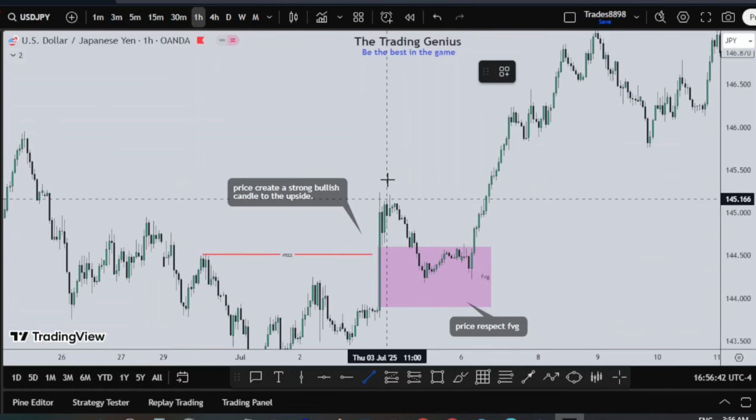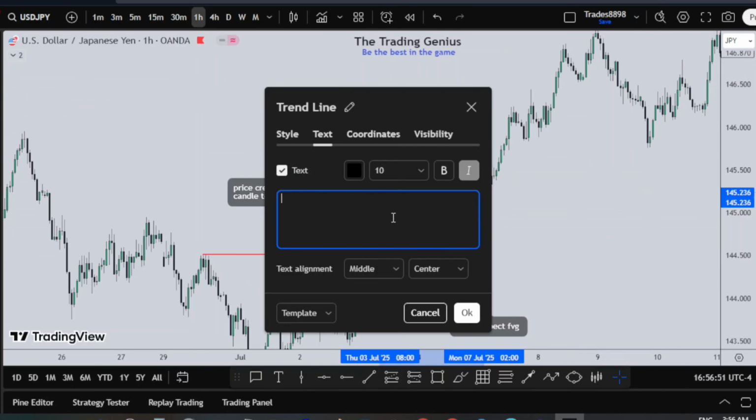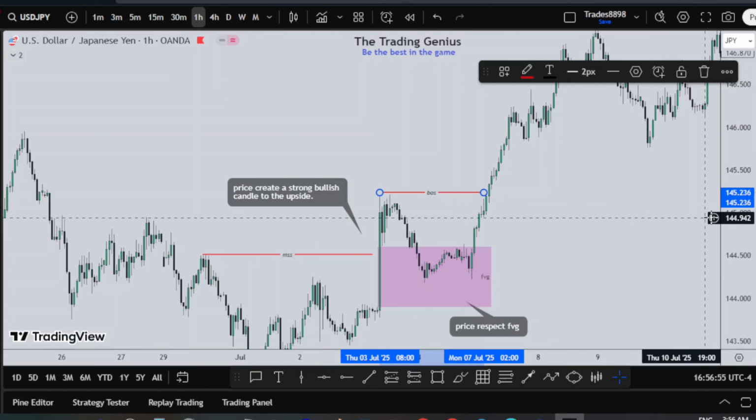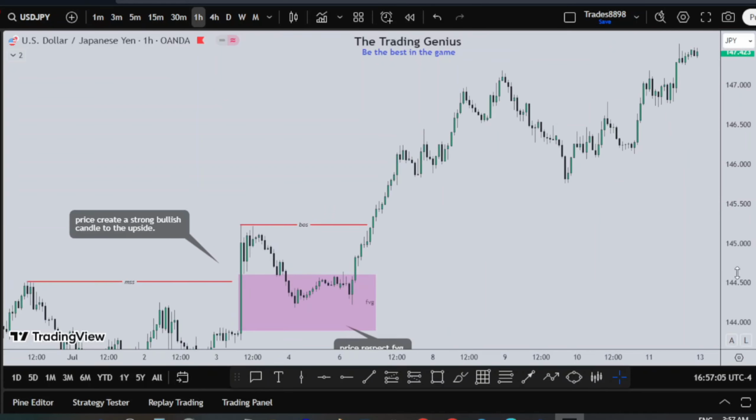And again, we have another break of structure to the upside. So let's just put this break of structure, right? So we have more and more confirmation for us to know that this is actually bullish. It's actually going really, really strong to the upside.